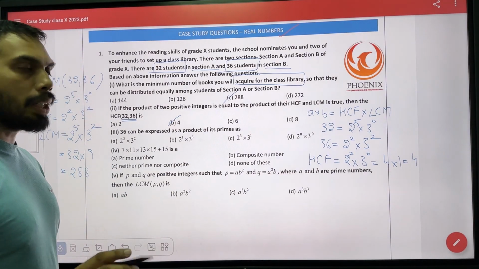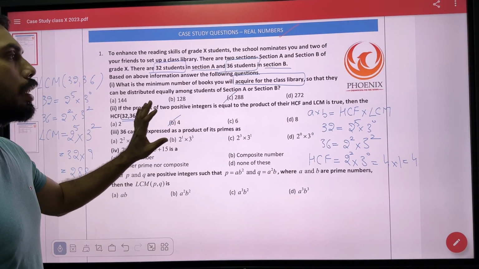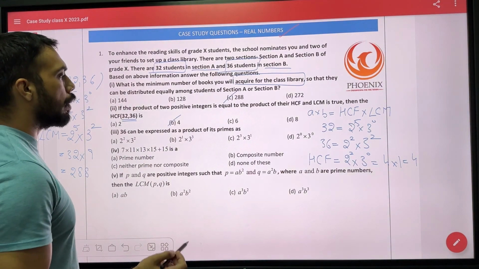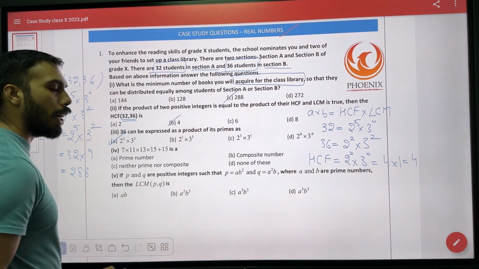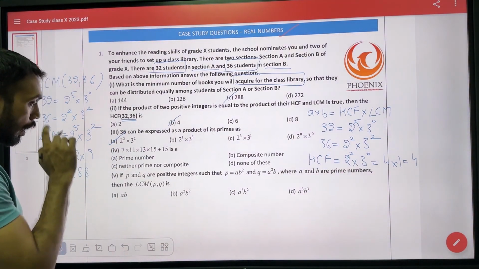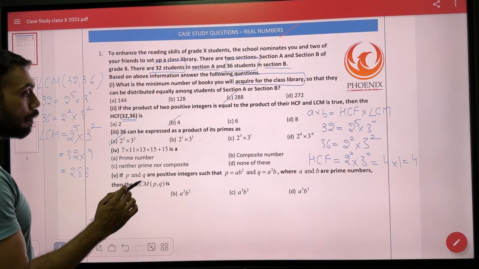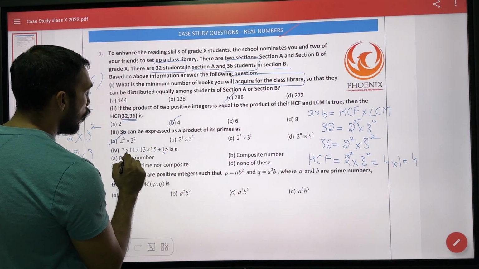I hope you got the answer on your own. We are just looking at the solution to match your answers. Now, 36 can be expressed as the product of prime numbers. 36, you know, is 2 square and 3 square, a direct question, no need to worry about this thing. Similarly, the next part is 7 times 11 times 13 plus 7 times 13, so there are 2 terms in the expression.